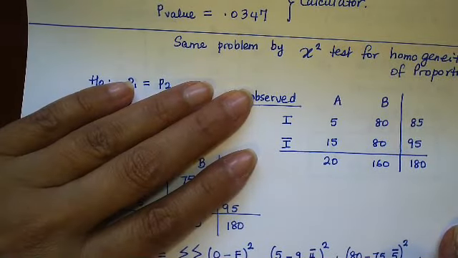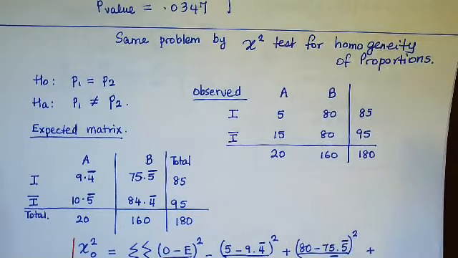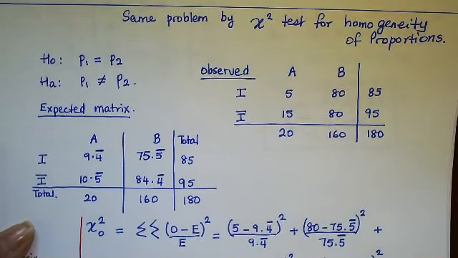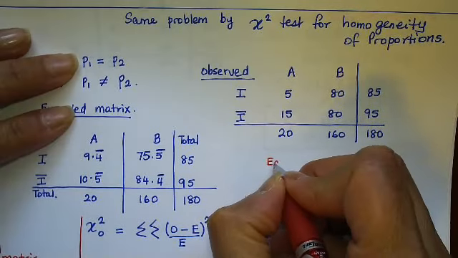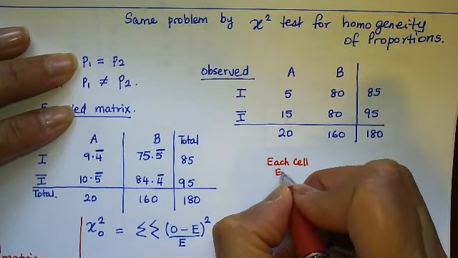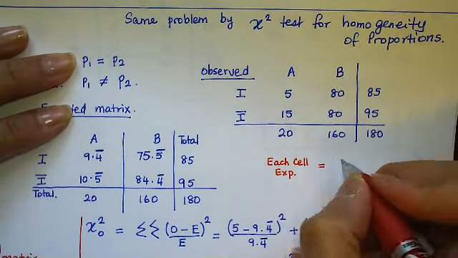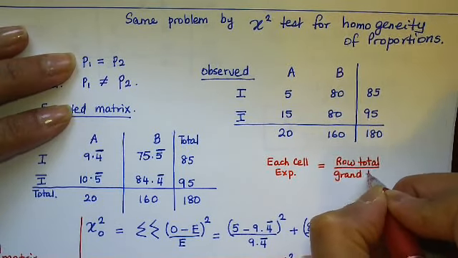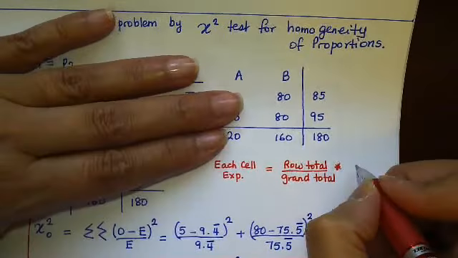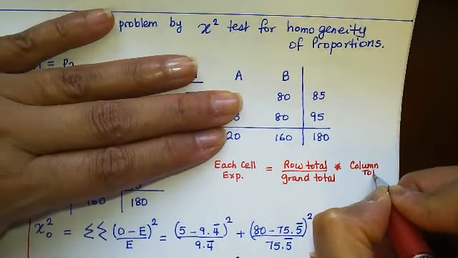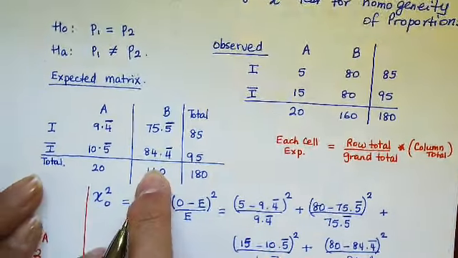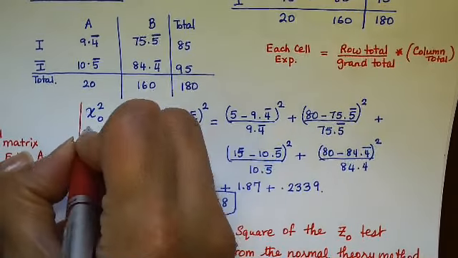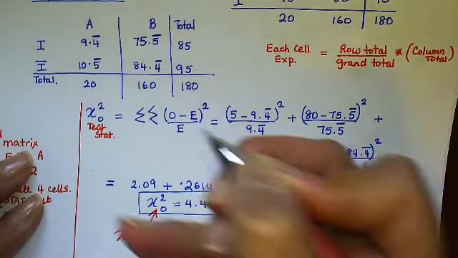Next, I do the whole problem over using a chi-square test instead of the z-test. So here, of course, I do this by hand, and I take my observed matrix. I create my expected matrix by using the fact that each cell in the expected matrix is given by row total over grand total times column total. That's how I arrived at this expectation matrix. Here I find my chi-naught squared test statistic.